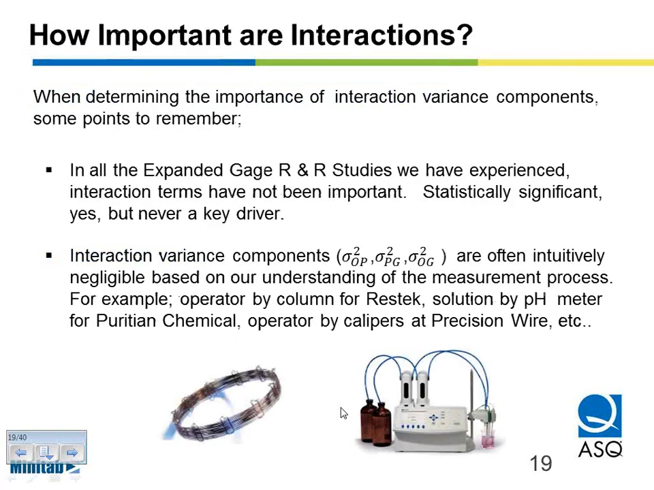Now we're going to finish up this case study with a comment. This is an empirical observation. I've worked with at least 40 different companies in implementing their expanded gauge R&R, and my experience has been pretty consistent, almost unanimous, in that the interaction terms, whereas they were often statistically significant, were very, very rarely a key driver, that the interaction term was the main focus of what they learned in the study.